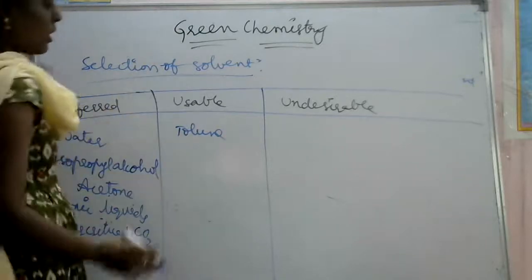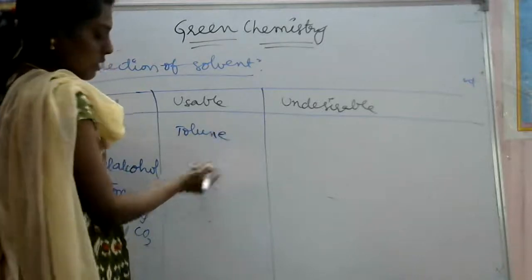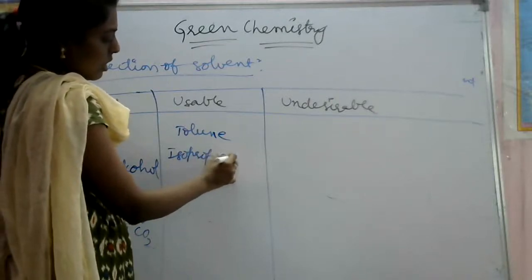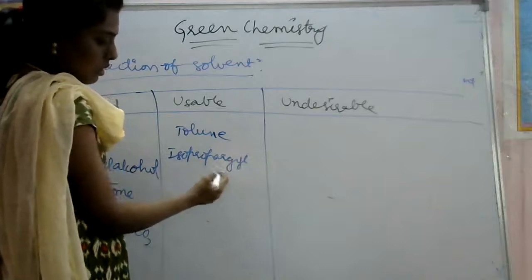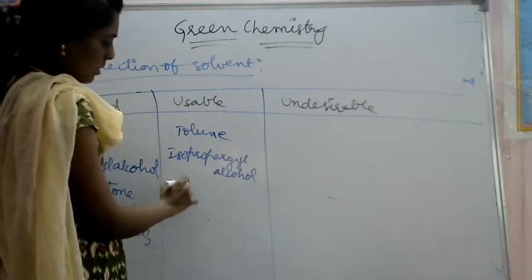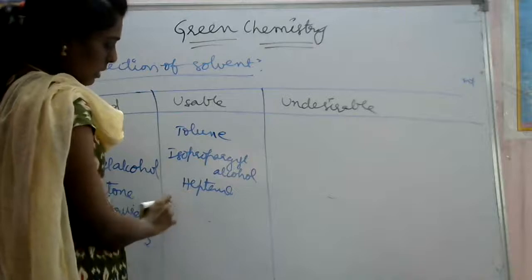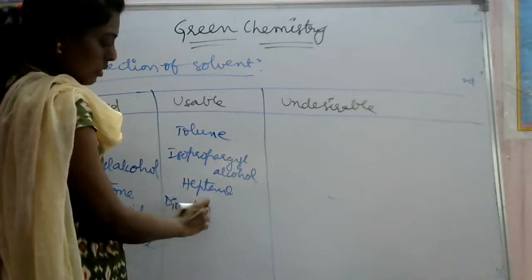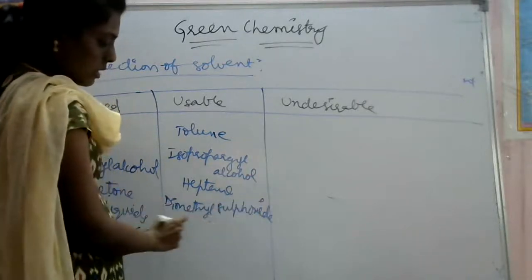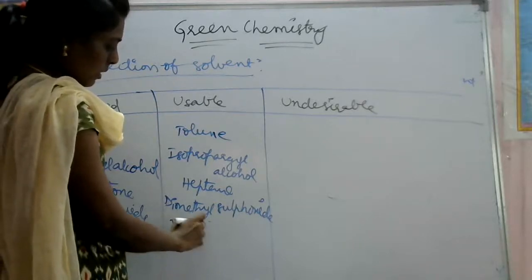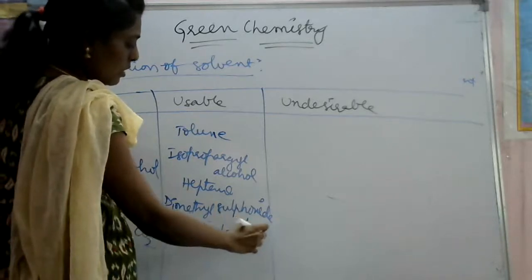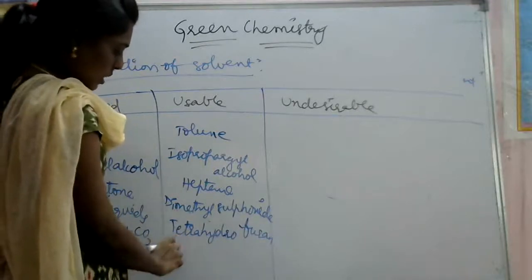And there is another type. You can use toluene, isopropyl alcohol and heptane, dimethyl sulfoxide, DMSO, tetrahydrofuran, and next, acetonitrile.